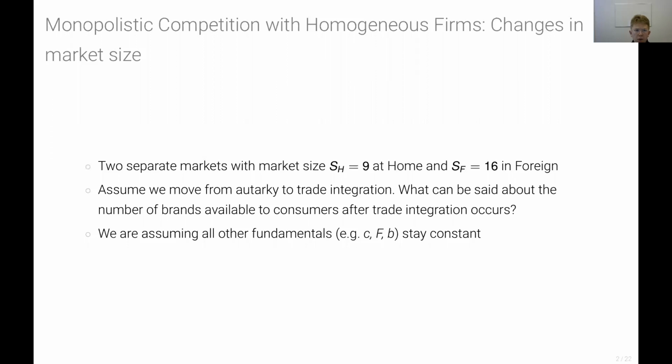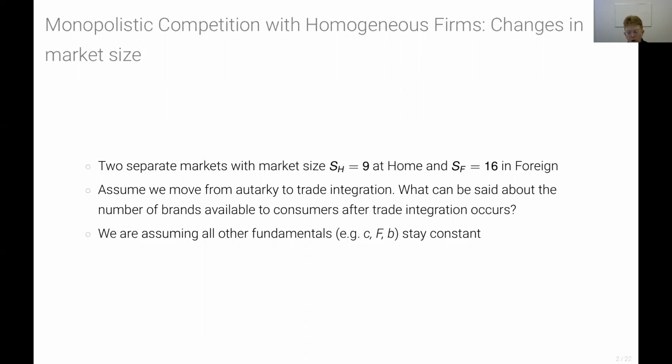So the first question is, we're going to consider the monopolistic competition model still with homogeneous firms. And what we're going to do is look at changes in market size. Initially there are two separate markets. Home and foreign each have their own market, where home has a market size of 9, and foreign has a market size of 16. Then we're going to move from autarky to trade integration.